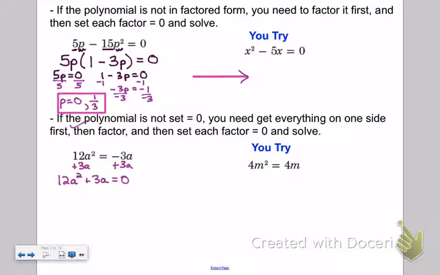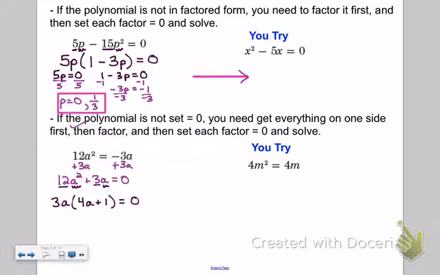We cannot add them. So the GCF of 12 and 3 is 3. The GCF of a squared and a is just a. 3 times what is 12? 4. A times what is a squared? A. 3 times what is 3? Just 1. And a, we don't need to multiply it by anything else.